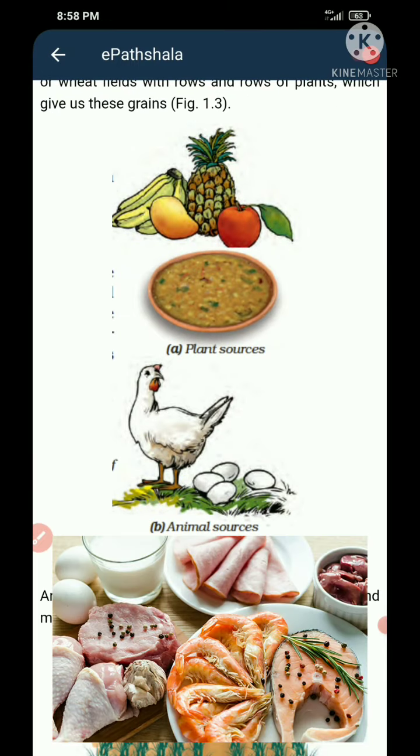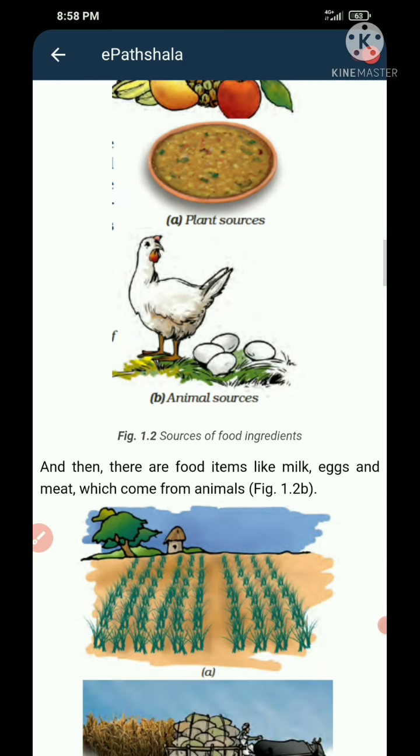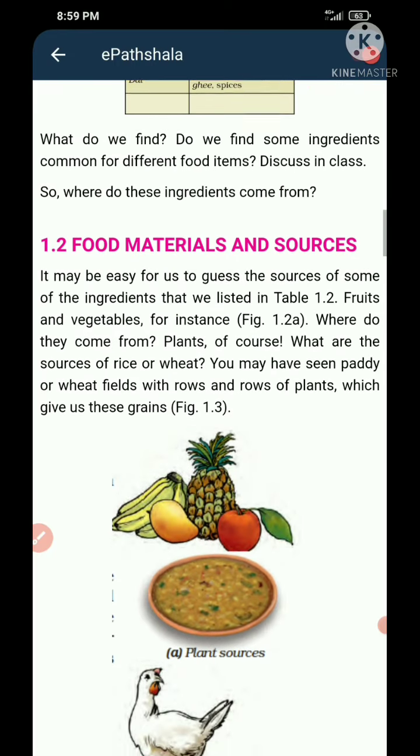Next is animal sources, like egg, milk, meat, and so many other items which come from animals and are useful for humans and others, who use them. So there are basically two sources from where food materials come.